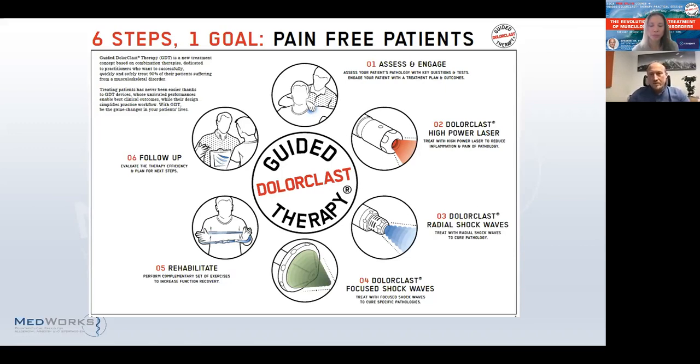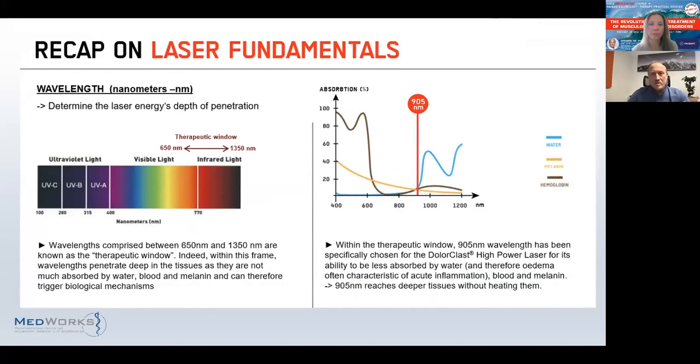The problem that we had before is that sometimes we think that we need more energy to get better results. And that's exactly what we can do now with the laser. I start with the laser.